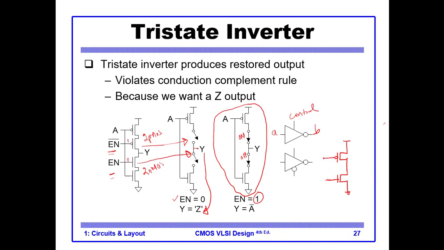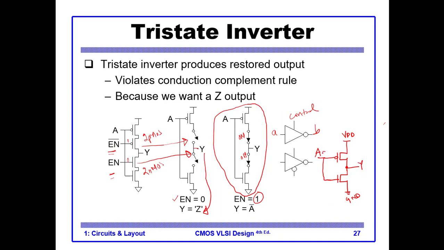So this is our input A. From here we take our output. Here is our VDD. Here is our ground. So what is this circuit?